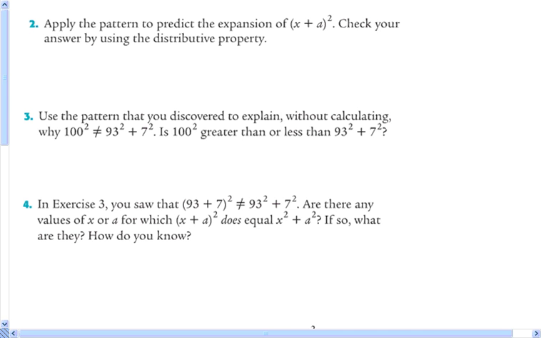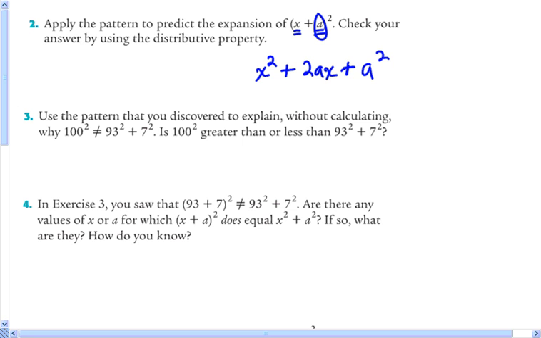All right, it says apply the pattern to predict the expansion of x plus a. Now remember, the first term in our answer, it's going to be a trinomial. It's going to be x squared. The second term will be twice that in front of x, so 2ax. And then the last term is just this number multiplied by itself, so a squared.